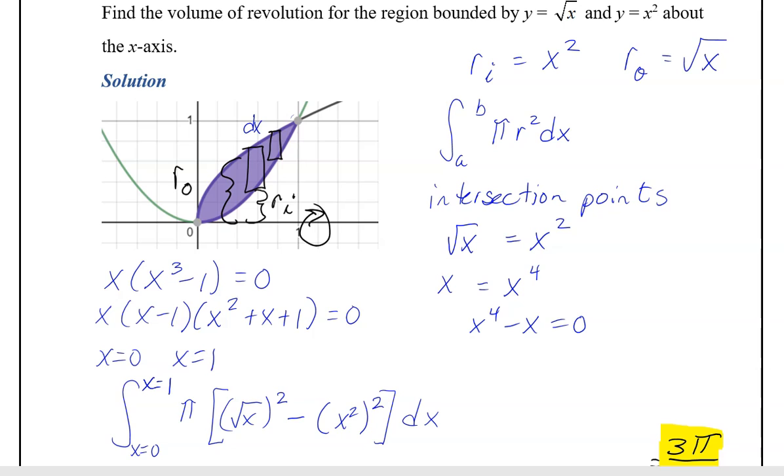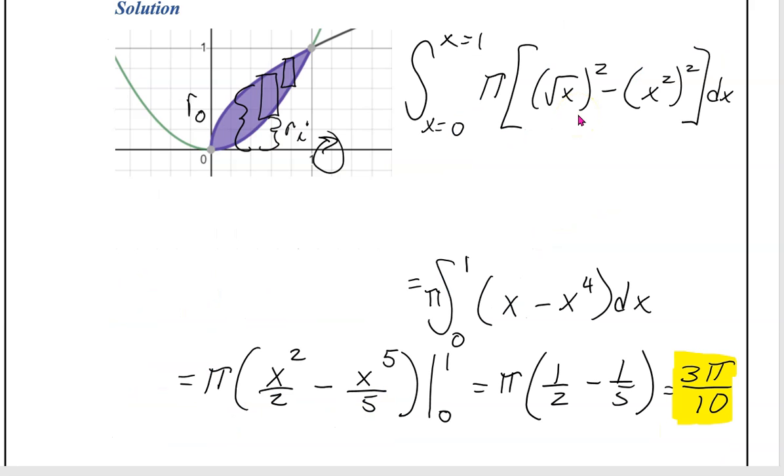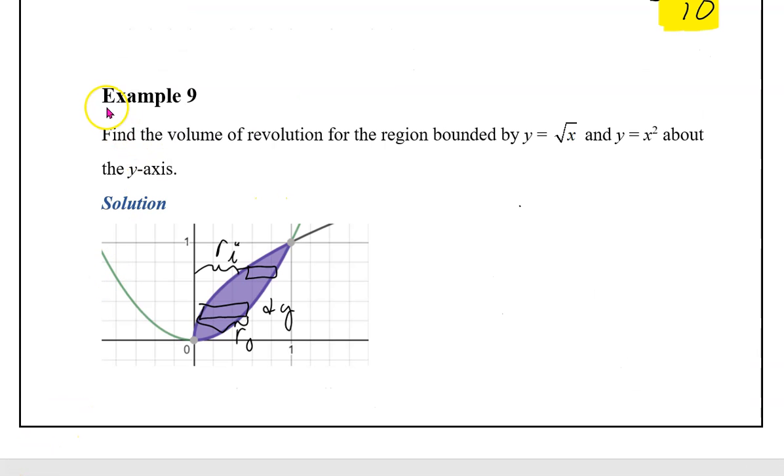Pause the video here and work out the calculus and see if you get the same result that I do. After squaring the square root, we end up with simply x. Squaring x squared gives us x to the fourth. This becomes a simple integration, and the result is 3 pi divided by 10. Let's look at our next example, example 9, from this section of the textbook.